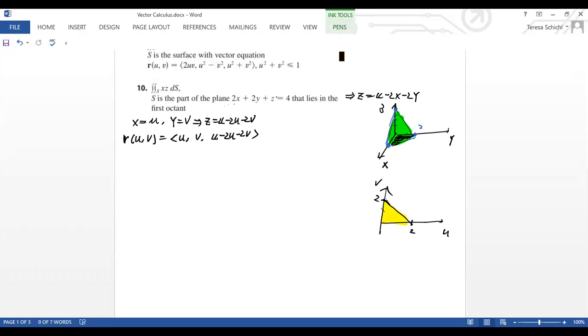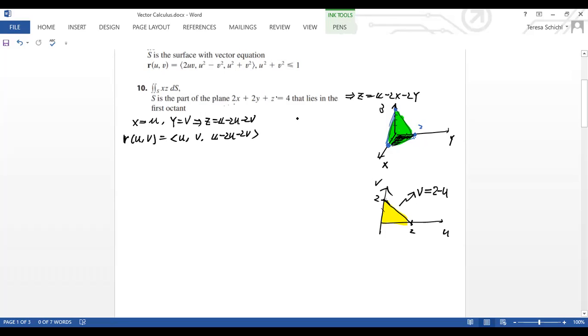Because this is my region D, I can write this line as v equal to 2 minus u. So when we integrate along this triangle, we know how to put the boundaries here. Right now we've got almost everything we need.